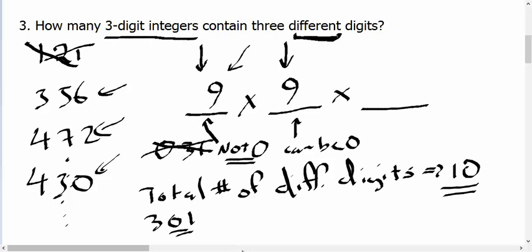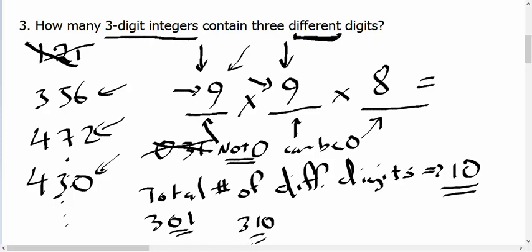Okay, now once we get to the last digit, well, first of all, let's think about it. 310, that's a 3-digit integer, so the last digit can be 0. Once again, it can be 0. It can be any of those 10 digits, except we want 3 different digits, so it can't be the first digit that I chose or the second digit that I chose. So I can choose any of the 10 digits, except for the one that I've already chosen as the first digit, and the one I've already chosen as the second digit. So that gives me 8 different digits to choose from.